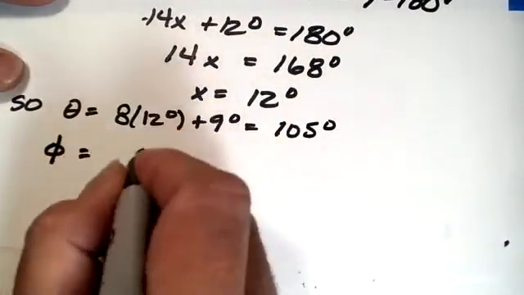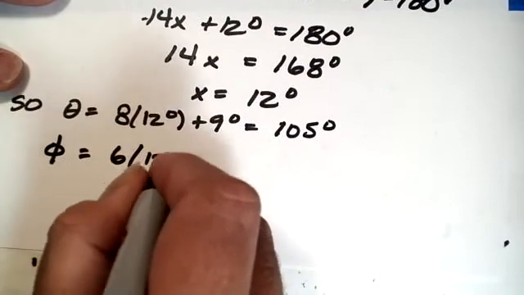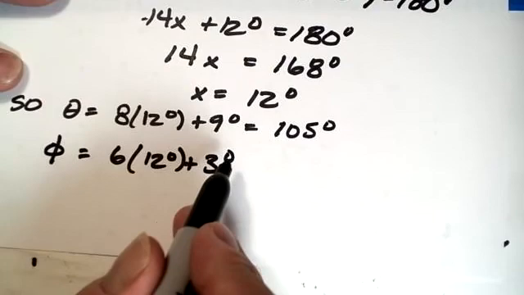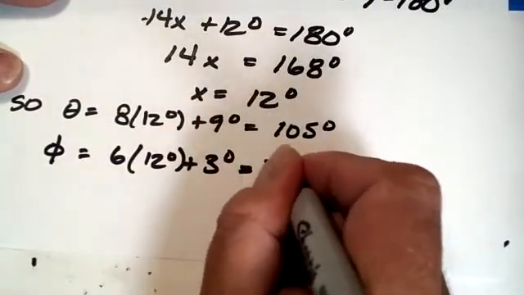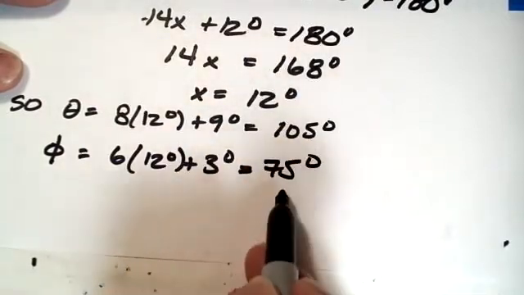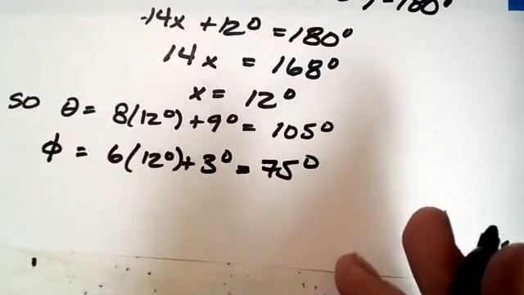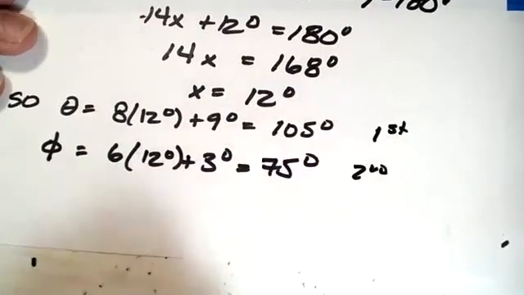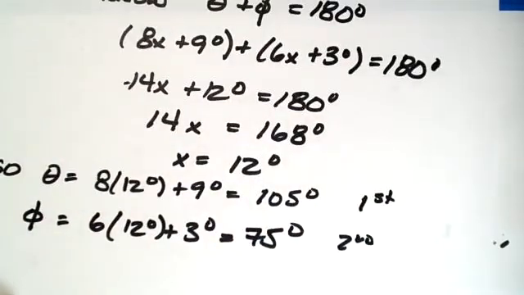And phi is equal to 6 times 12 degrees plus 3. 6 times 12 is 72. Add 3 to it, we have 75. And now we can check to make sure that these add up to 180 degrees, which they do. So this would be sort of our first angle and our second angle. And that would solve the problem for us.